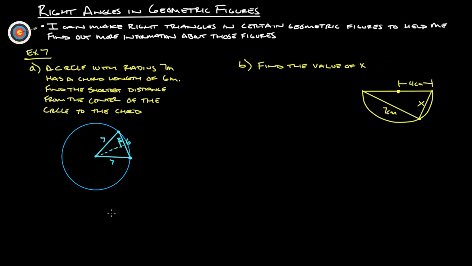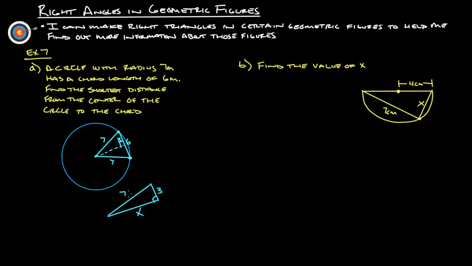So if we redraw that triangle there, there's our 7. There's our 3, and that's supposed to be our right angle. Didn't quite work out, but you get the idea. So that's 3, that's 7, and then we're trying to find the shortest distance from the center of the circle to the chord. So there's the center of the circle, there's the chord. We're looking for that there.